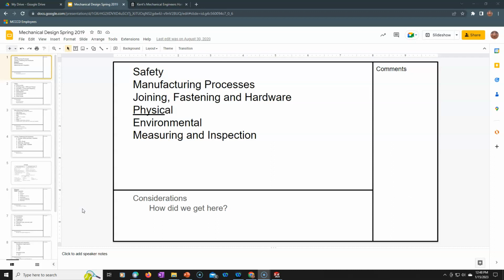These are slides from the spring of 2019. I think I've done this previously, but time to revisit.